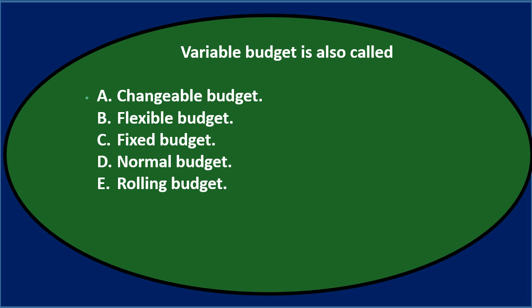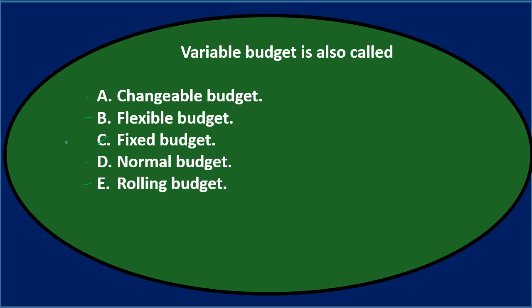B says a flexible budget, and that also implies change within the budget, a variance. So that seems reasonable. C says fixed budget. Now that seems like counter terms, variable versus fixed. So those almost seem opposites, so it doesn't seem like that's going to be a similar name. D says normal budget. And we might think, maybe a variable budget is normal. And E says a rolling budget. And again, that kind of implies motion. So maybe E, we might think that.